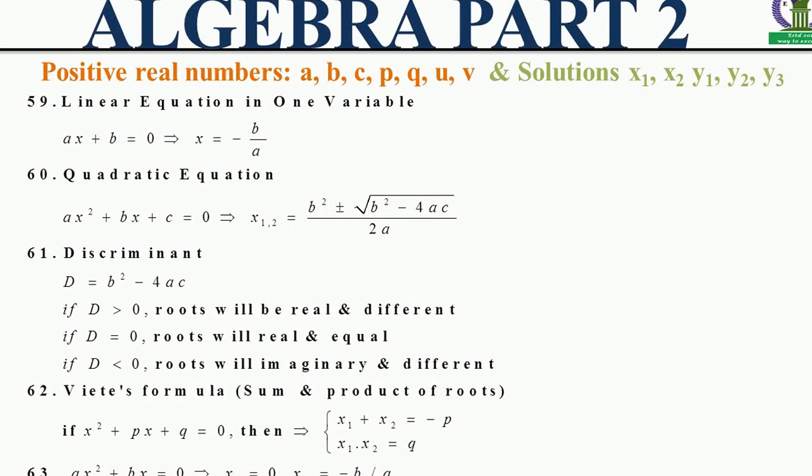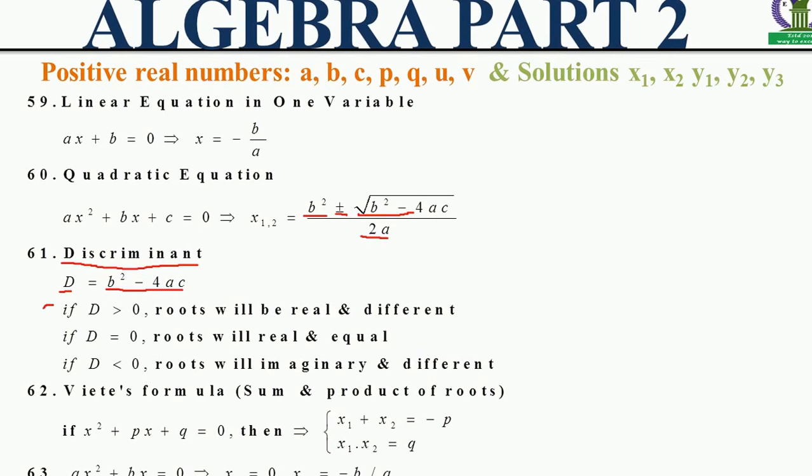So we have the 59th formula, the linear equation in one variable, ax plus b equals 0. Then x equals minus b upon a. 60th formula, the quadratic equation, ax square plus bx plus c equals 0. We have two roots, given by Sridharacharya formula: x equals minus b plus minus under root b square minus 4ac, upon 2a. Next, we have the discriminant, represented by D, which is b square minus 4ac.